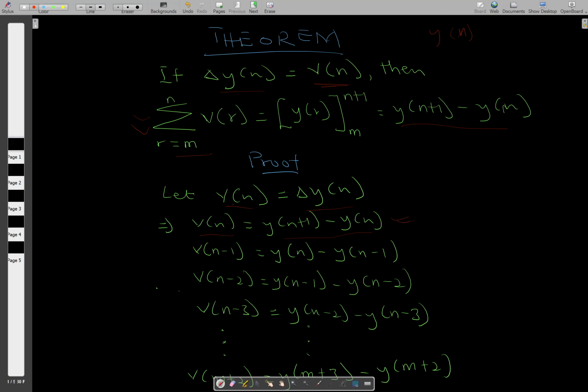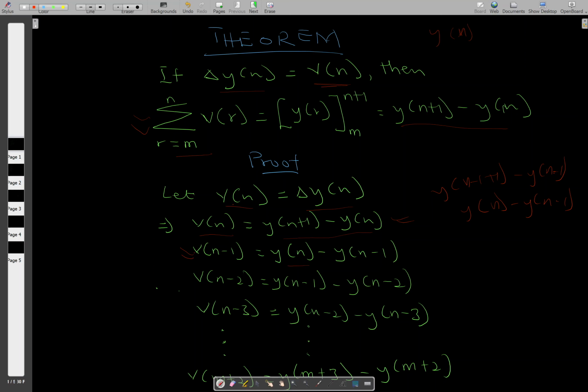So the next one, the previous term will be v of n minus 1. So v of n minus 1 is the same as y of n minus 1 plus 1 minus y of n minus 1. Okay, but n minus 1 plus 1 is what? n. So therefore we get y of n minus y of n minus 1. Okay, that's what we have here.